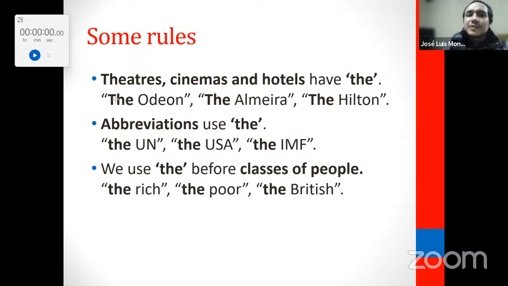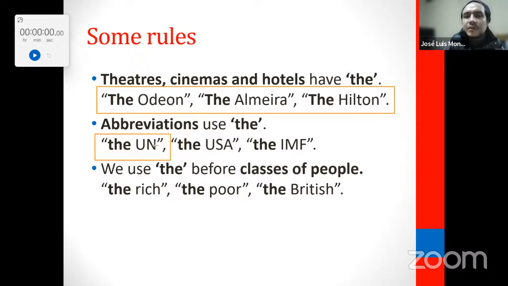These are names of places that perhaps we don't know here, but these are hotels, cinemas, and theaters in the United States. These are organizations. The UN is very well known: the United Nations, la Organización de las Naciones Unidas. In Spanish you say ONU, but in English, it's only UN. Then the USA, and again the IMF, but I'm not sure what this organization is about. And classes of people, that's interesting: the rich, the poor, the British, the French, the Americans, the Chinese, and so on. We use this to talk about classes, or social differences.